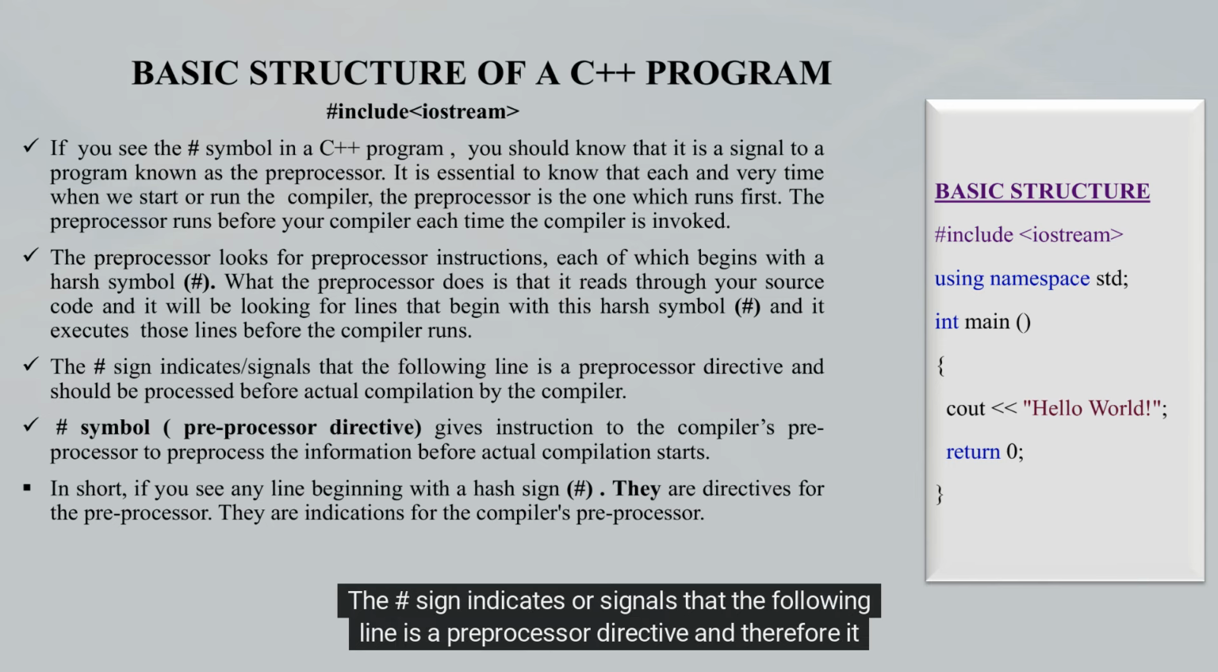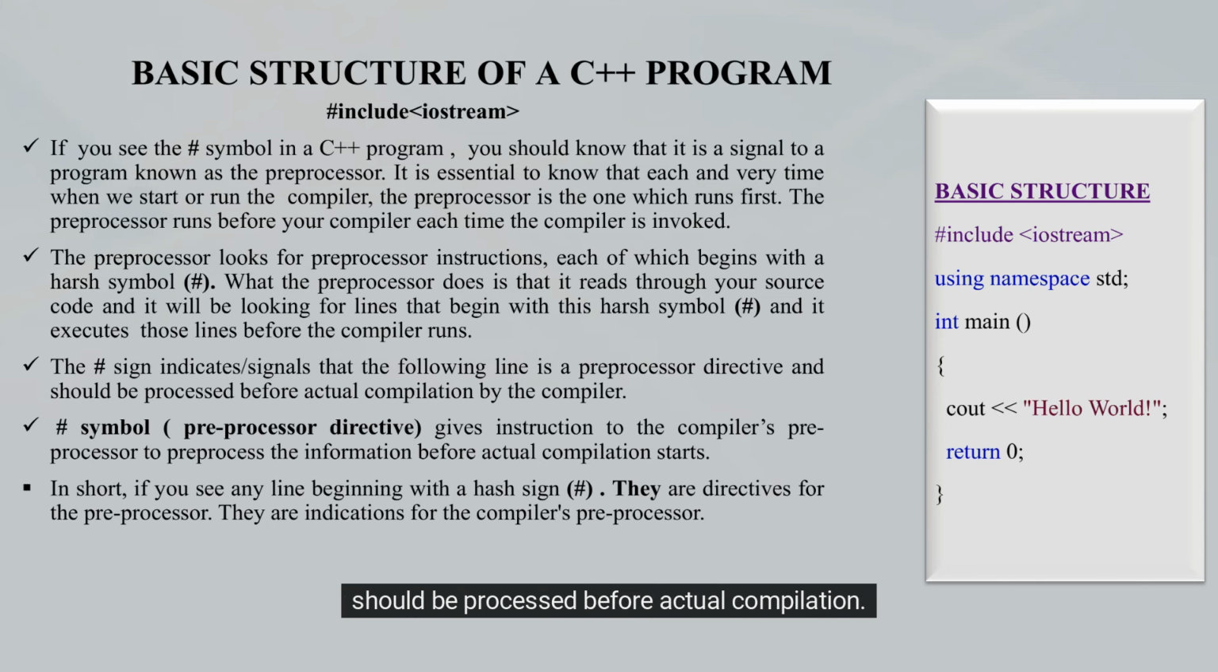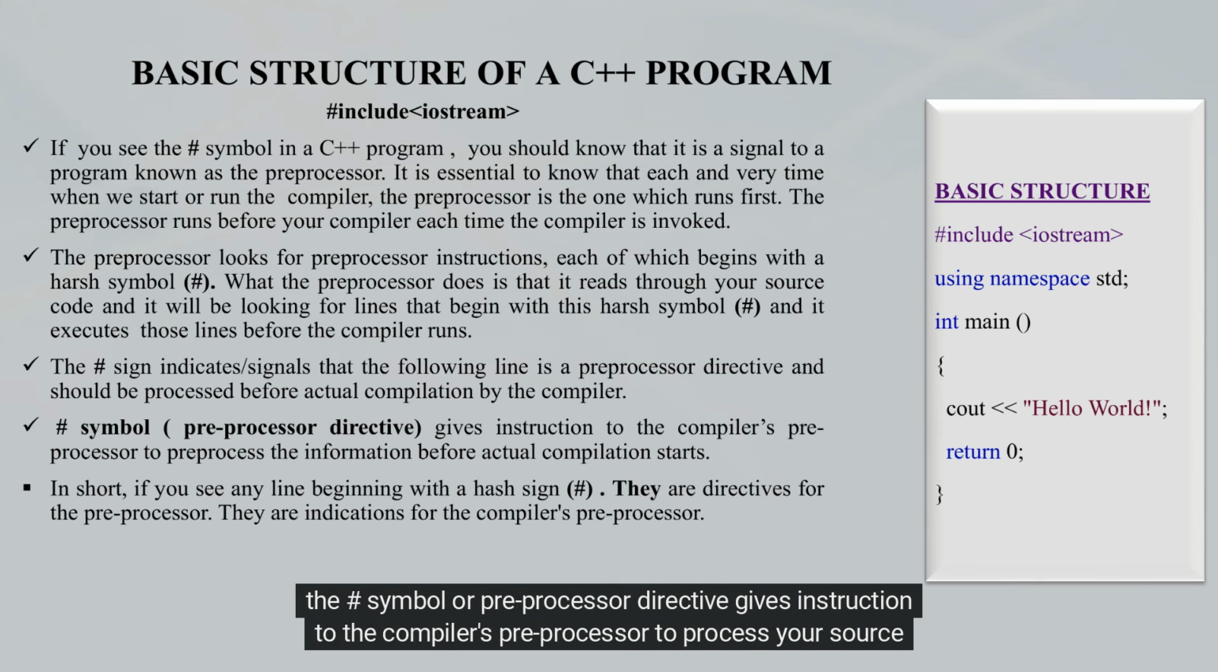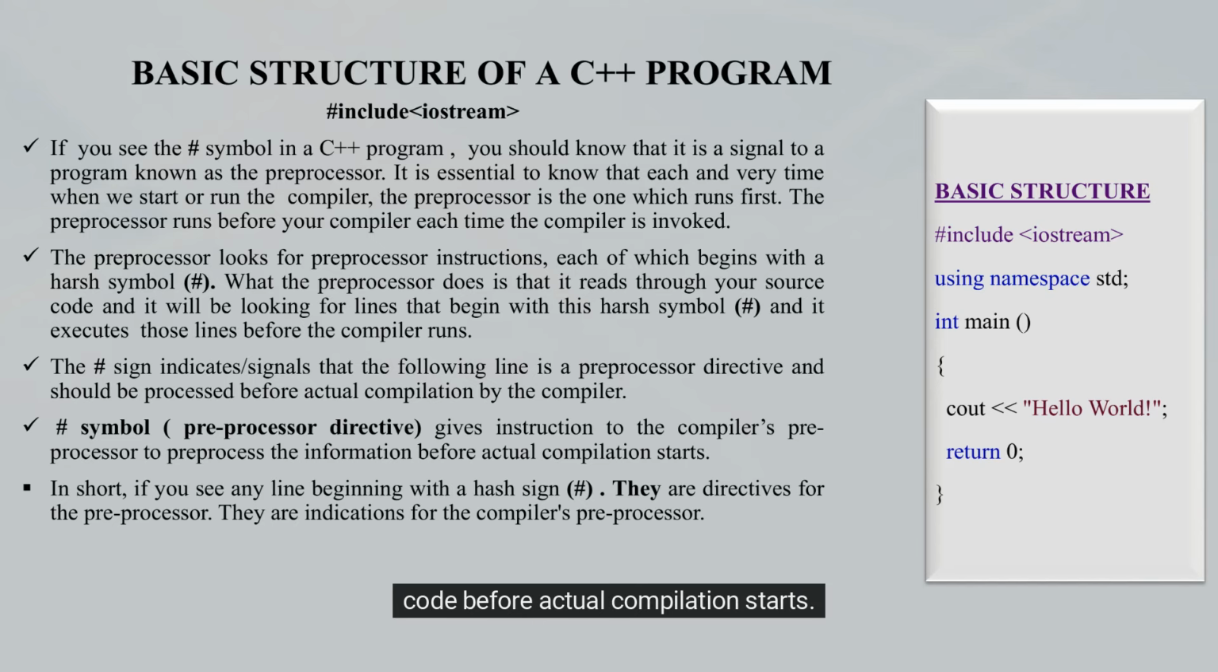The hash sign signals that the following line is a preprocessor directive, and therefore it should be processed before actual compilation. The hash symbol, or preprocessor directive, gives instruction to the compiler's preprocessor to process your source code before actual compilation starts. In short, if you see any lines beginning with a hash sign, they are directives or indications for the compiler's preprocessor.